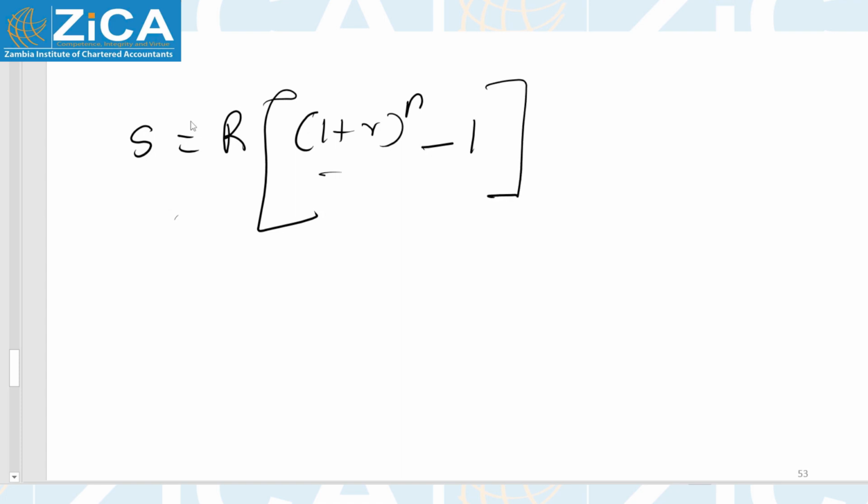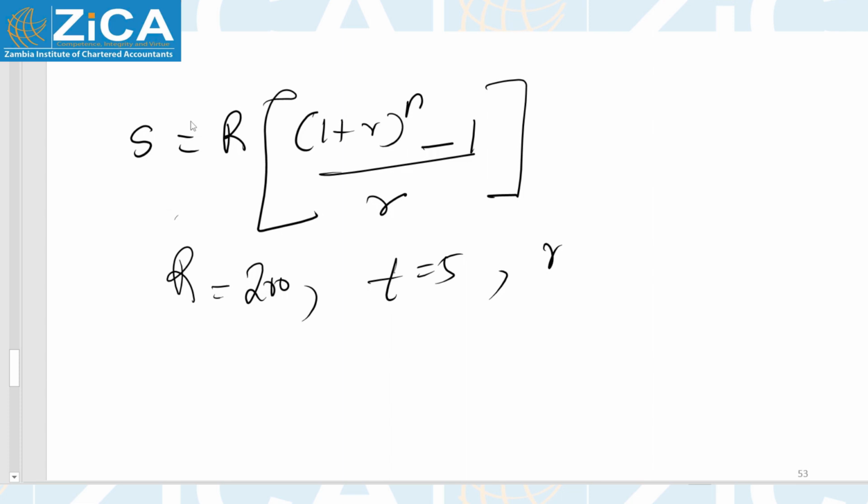The formula is S equal to R, and see the difference between the two formulas. This formula is 1 plus r to the power n minus 1, over r, your interest rate here. The periodic amount of 200 is coming in, your time is 5, your interest rate is 0.085, and you have m.